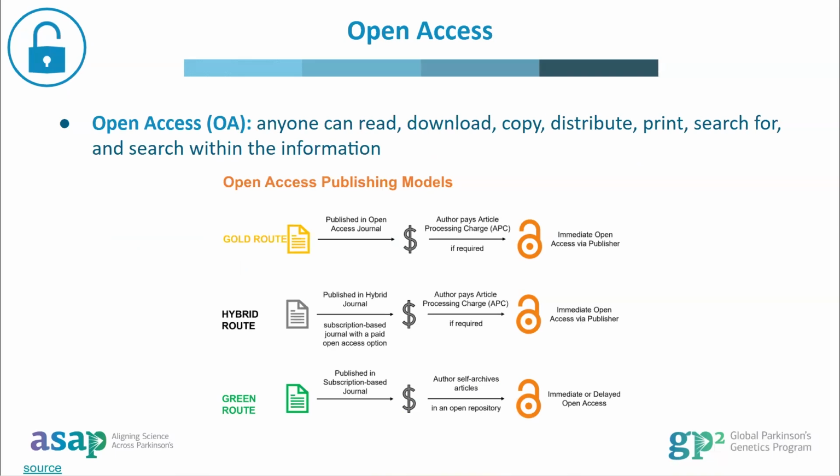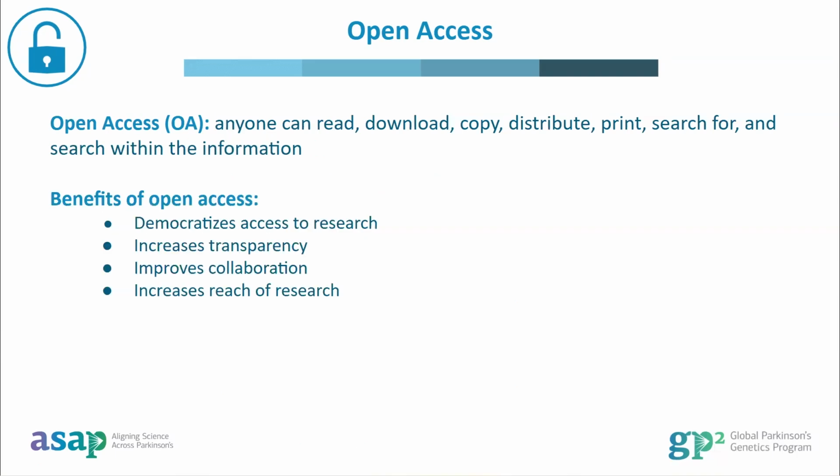However, the journal is a subscription-based journal with a paid open access option. In the green route, also known as self-archiving, researchers publish their article in a closed access subscription-based journal and then self-archive the article to an institutional repository or a discipline-specific repository. In this case, access could be immediate or delayed due to embargo periods set by the publisher. To check if a journal is open access or not, use the Open Access Finder tool. The benefits of publishing open access include democratized access to research, increased transparency, improved collaboration, and increased reach and impact of research.